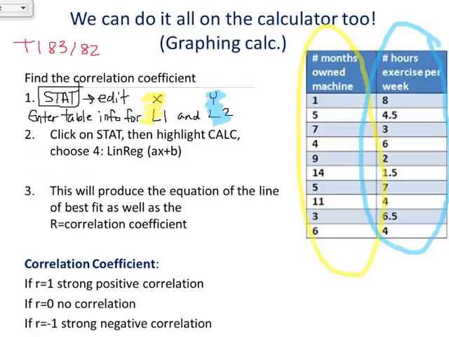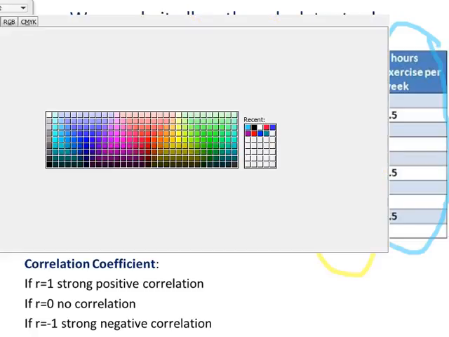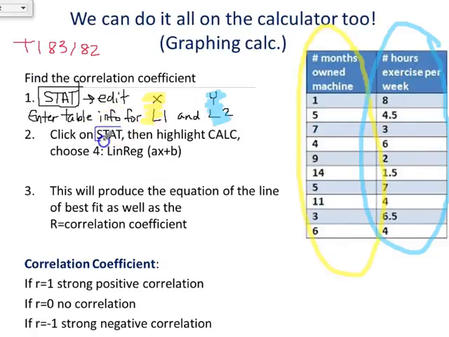So what I'm going to do is click on that stat button again, and then scroll up top to where it says edit, and the next option is calc. I'm going to highlight where it says calc, C-A-L-C, and then scroll down to the fourth option where it says LinReg. So it's a linear regression. It's going to tell us our line of best fit. Then I'm going to click enter, and then click enter again. So you will need to click enter twice.